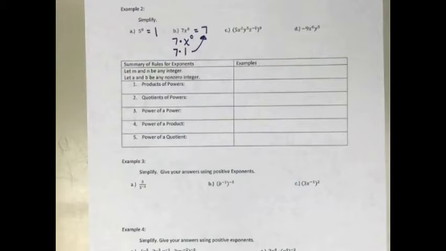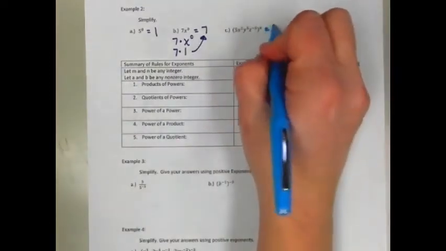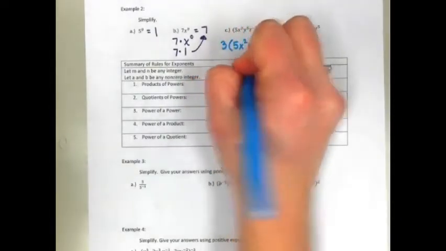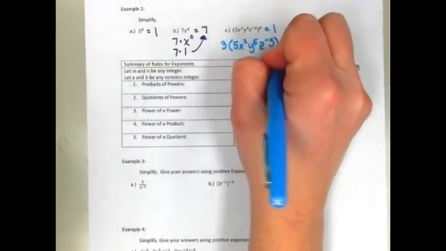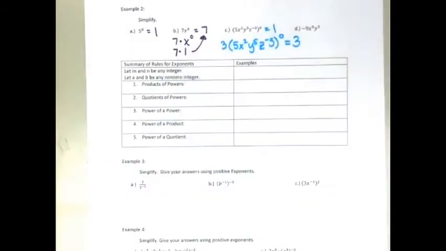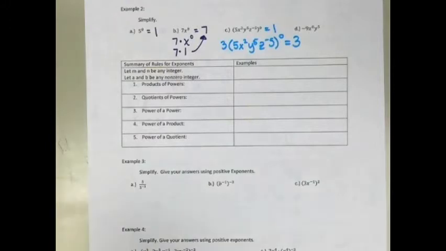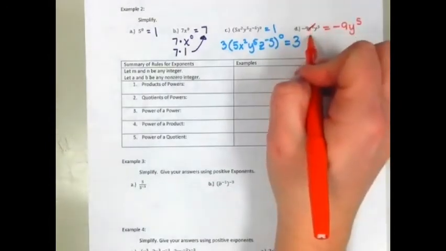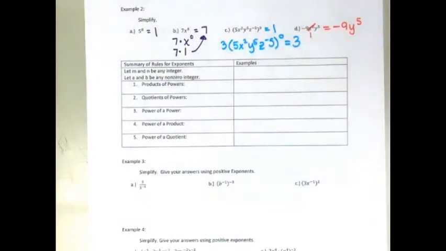Right. Okay. All right. 5x squared y to the 5th, z to the negative 5th, all to the 0th power. 1. Now, what if I had this? 3 times 5x squared, y to the 5th, z to the negative 5th, raised to the 0th. What would my answer be in that one? 3. Because this would be 1, and then 1 times 3 would be 3. All right, what do you think negative 9x to the 0th, y to the 5th is going to be? Negative 9, y to the 5th, right? Because x to the 0th is 1, and negative 9 times 1 times y to the 5th is negative 9y to the 5th. Okay.